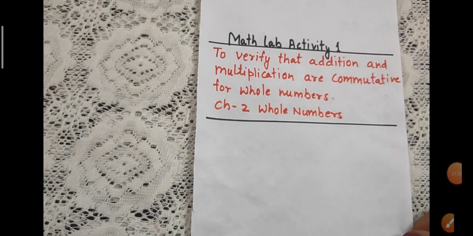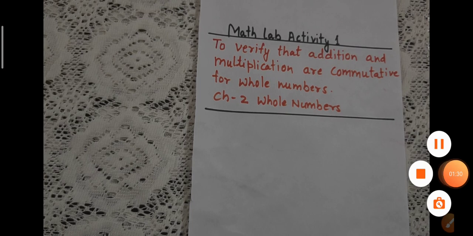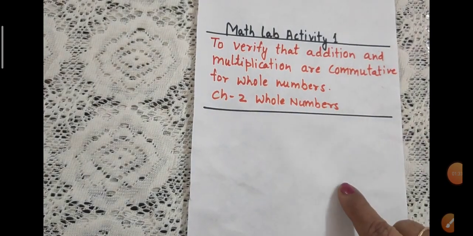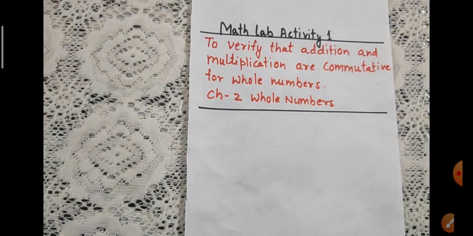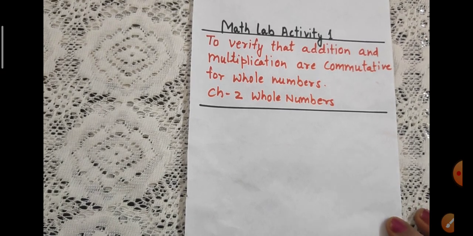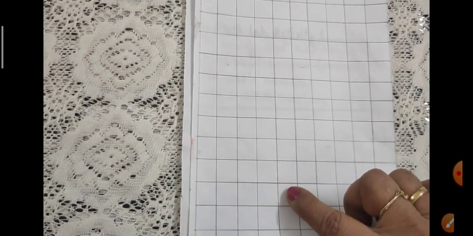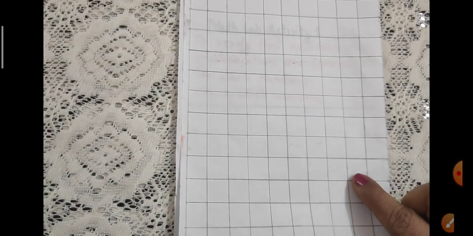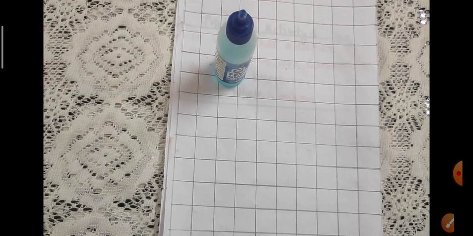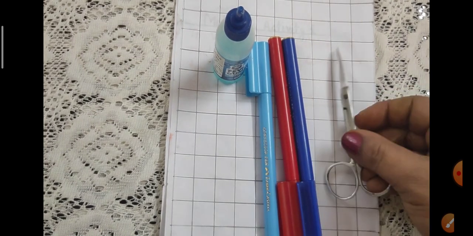Hello children, today we are going to do a MATLAB activity. This is activity 1, to verify that addition and multiplication are commutative for whole numbers, which we have studied in chapter 2, whole numbers. Now, what do we require to do this activity? We need 2 grid papers. You can also take graph papers or square rule papers from your old notebook. Glue, a few sketch pens or color crayons and scissors.